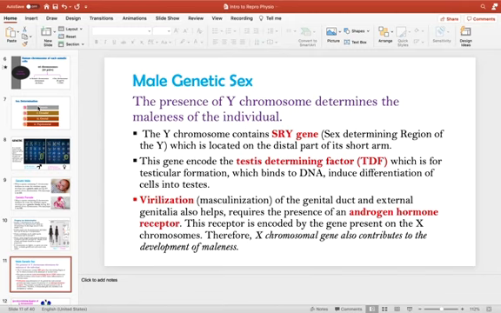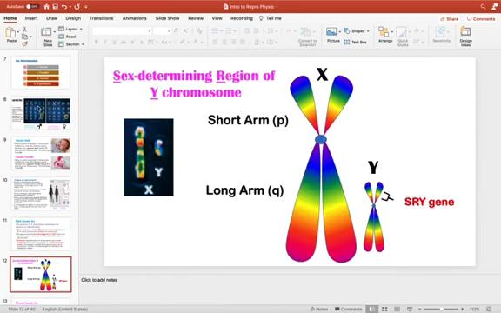Then virilization or masculinization of the genital duct and external genitalia also requires the presence of an androgen hormone receptor. This receptor is encoded by a gene present on the X chromosome. Therefore, the X chromosomal gene also contributes to the development of maleness. And this is the sex determining region of the Y chromosome, located in the short arm.